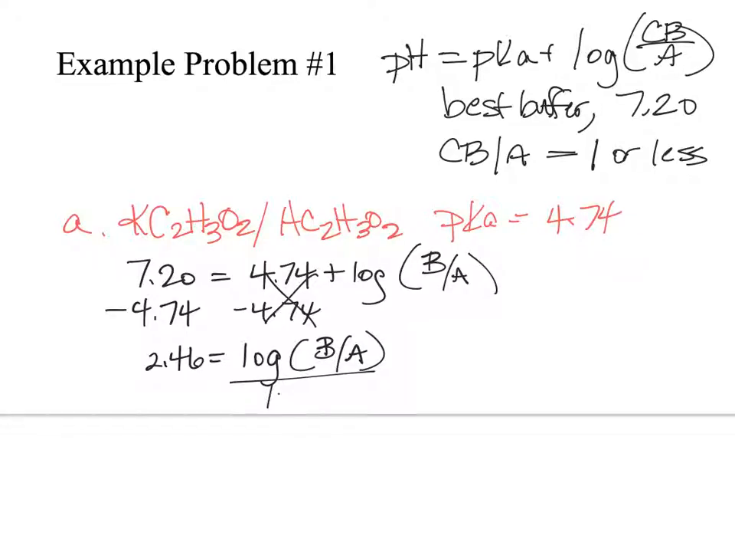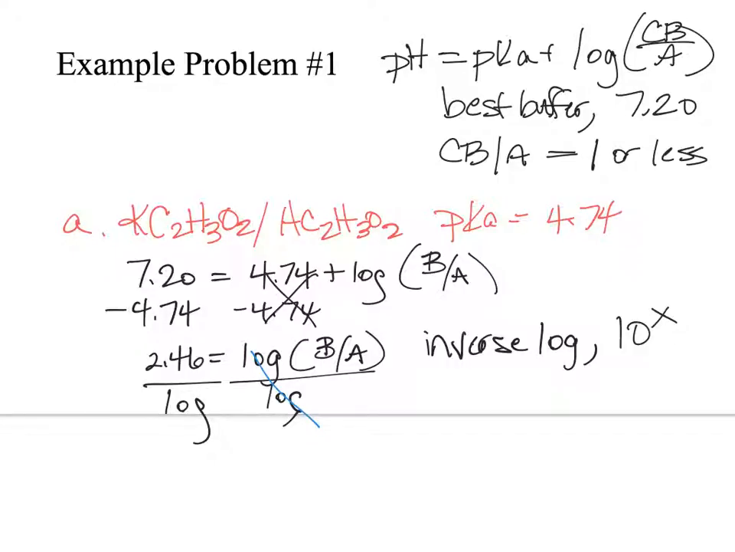And then if I divide both sides by log, that is the same as taking the inverse log or using the 10 to the x. Okay, so when I do that, that is 10 raised to 2.46 is equal to the ratio of base to acid. And when I solve that, it is 288. When we write a ratio, 288 to 1.